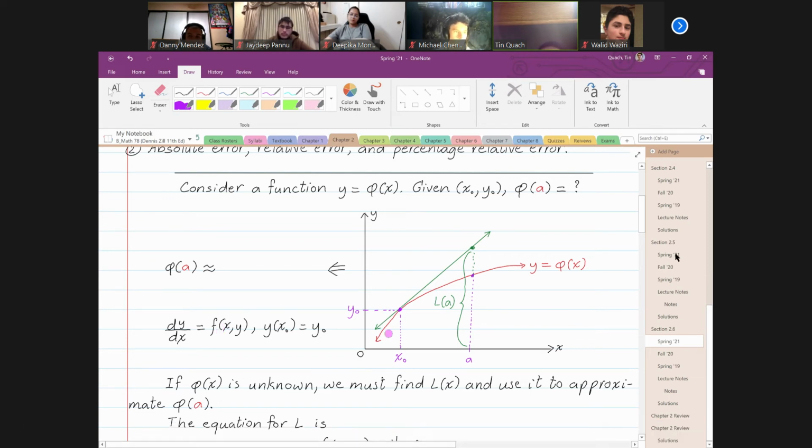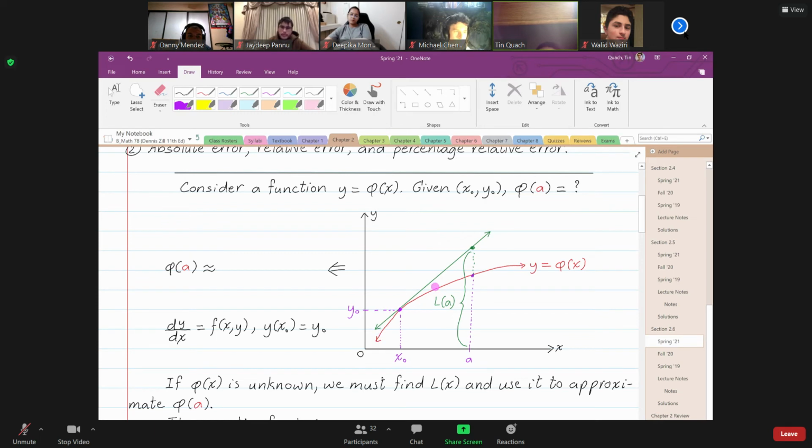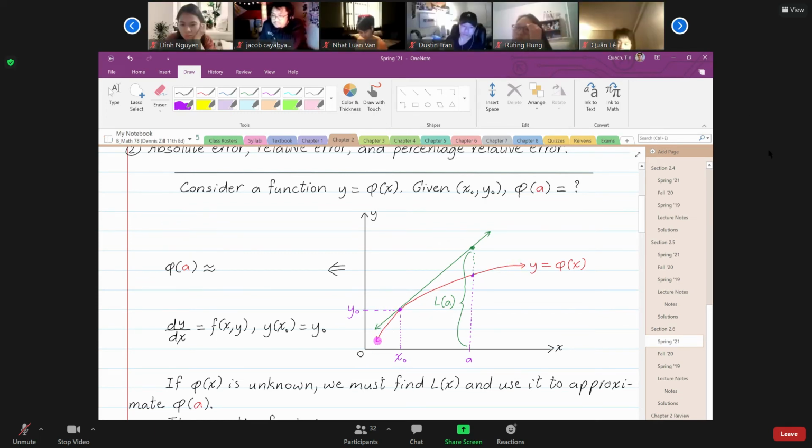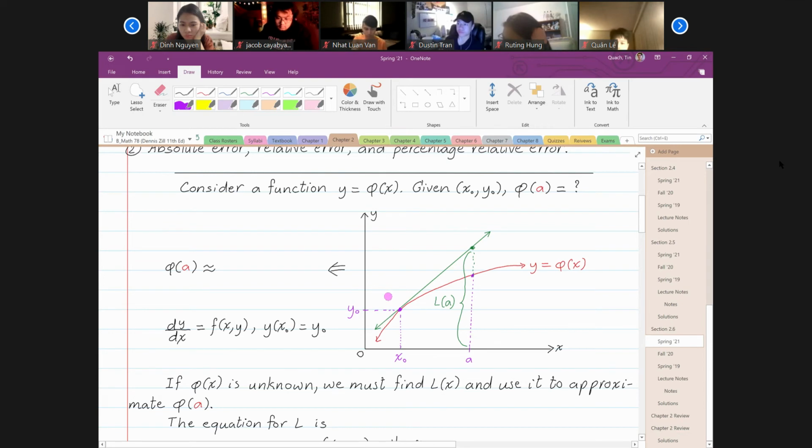When you sketch the solution curve, so in section 2.1, you were able to sketch a solution curve of this IVP by using a direction field, right? Let's say you have a bunch of direction field and you sketch a curve passing through the point x naught, y naught, you get this curve.